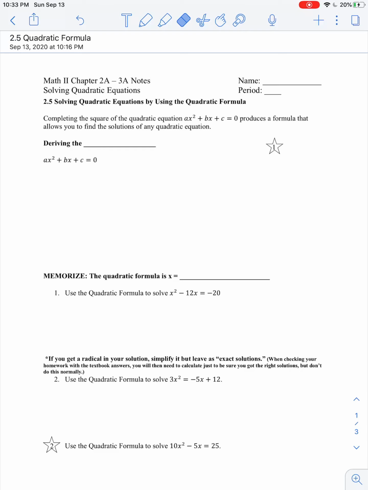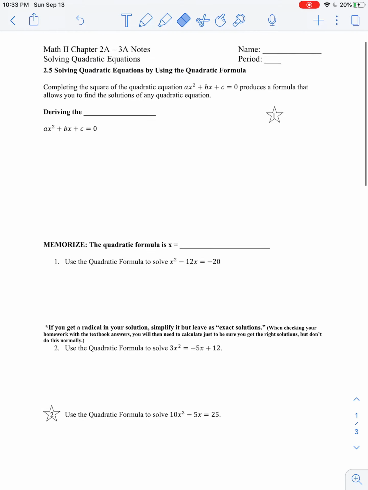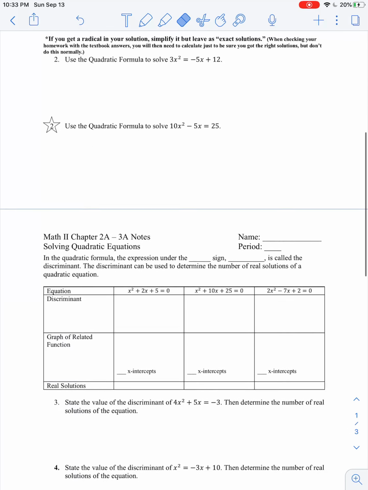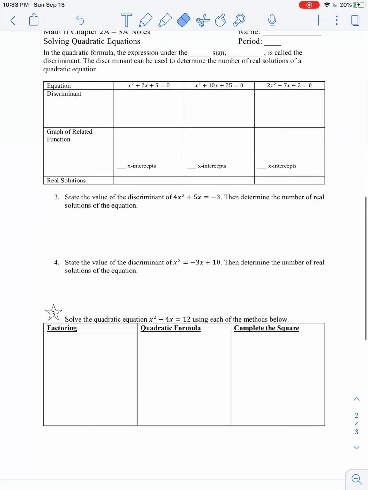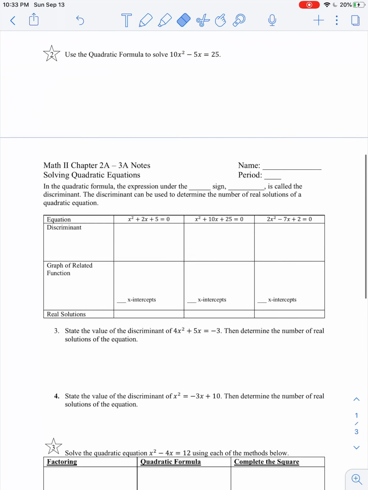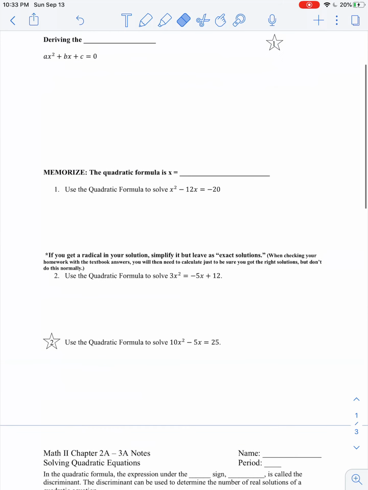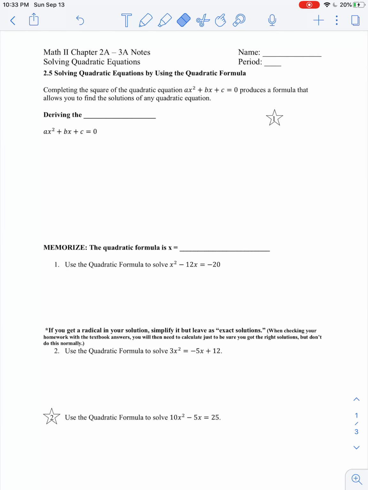Alright, so we're going to go through section 2.5 on solving quadratic equations using the quadratic formula. And to start, we're going to look at deriving it, so where it comes from. And then we are also going to look at the discriminant, which is a specific portion of the quadratic formula. And then bringing it all together with factoring, quadratic formula, and completing the square. So these are different methods to solve a quadratic, and we're looking at specifically the quadratic formula today.